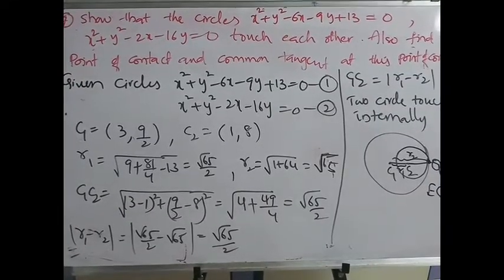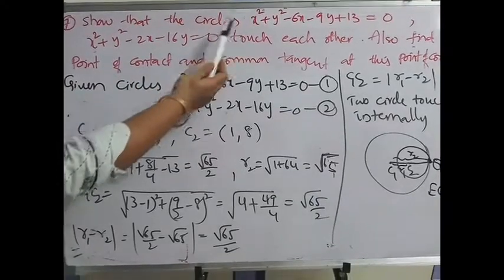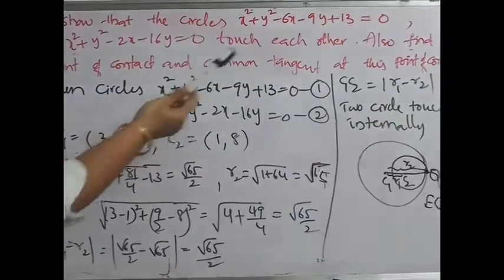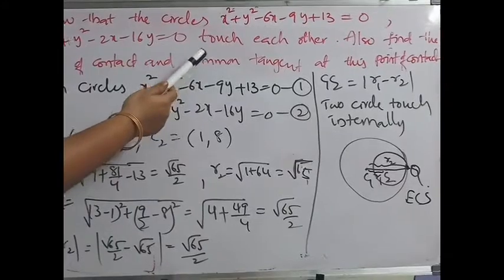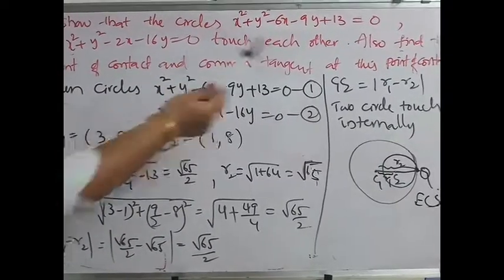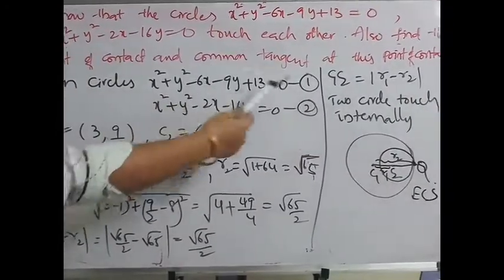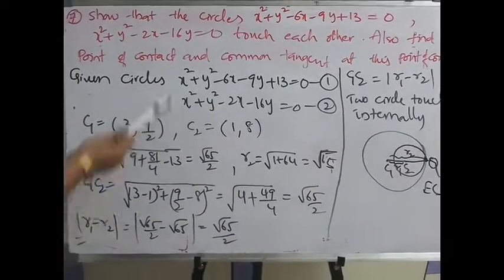Now see the next question. Show that the two circles given touch each other, same type, but whether they touch internally or externally we have to find out. Also find the point of contact and the common tangent at the point of contact. Let us see.